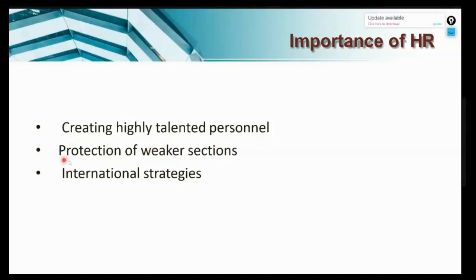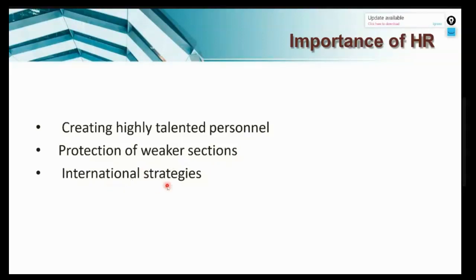The second important one is the protection of the weaker section. So there is some social responsibility also attached to human resources. Whenever you hire people, you don't hire only from a particular community. You hire people whom you want to make empowered, right? So the people who are not earning start earning with your employment, and that's why you want to make those weaker sections strong. Those sections should be strong, right?